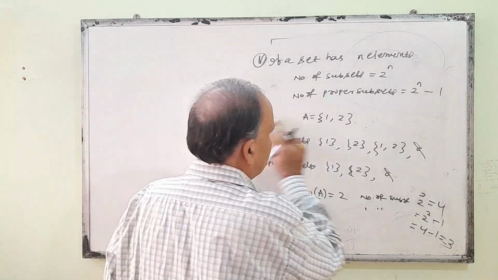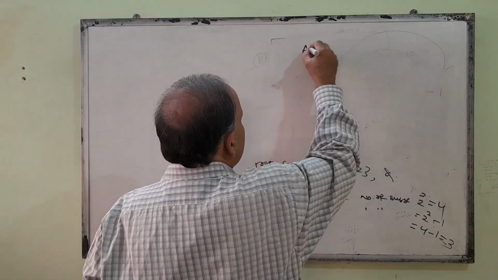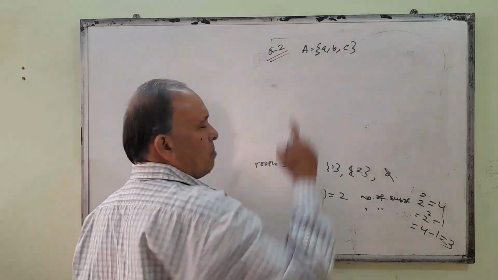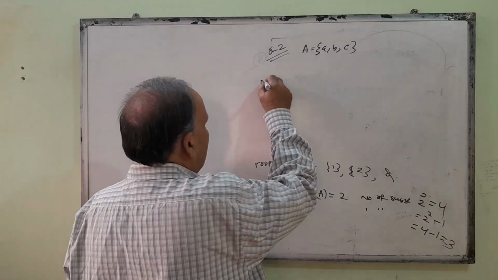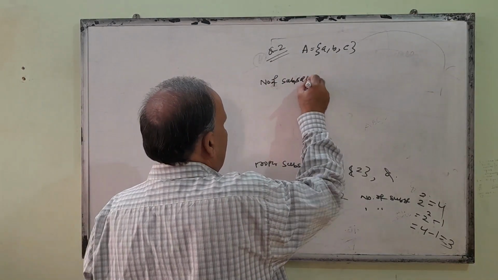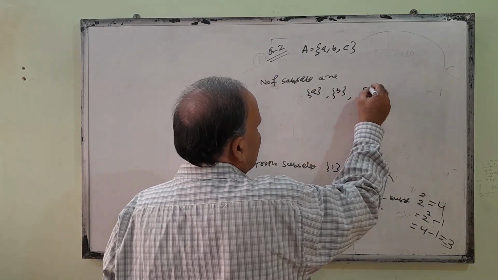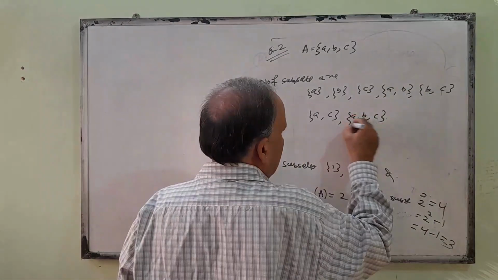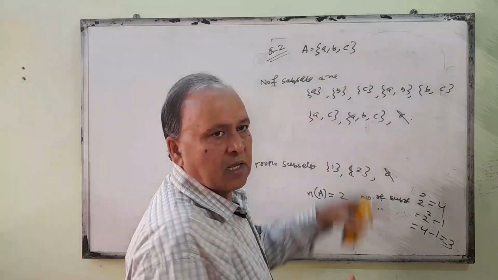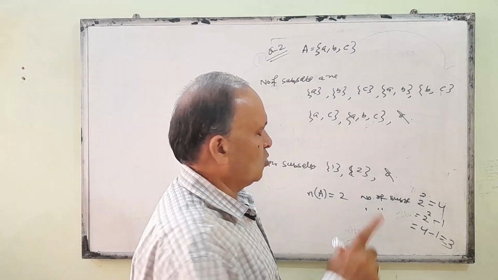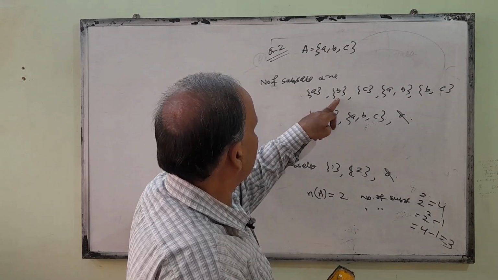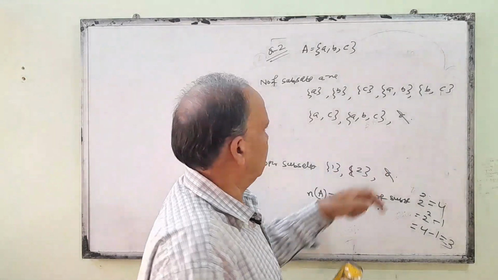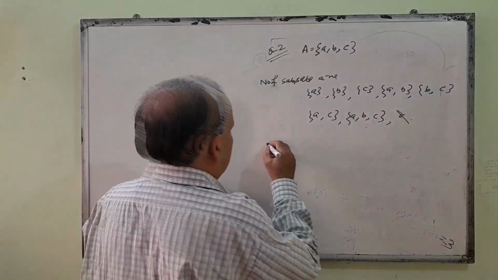Again I am giving you another example for this case. Suppose A is equal to {a, b, c}. Question number 2. Find the number of subsets. The subsets are {a}, {b}, {c}, {a, b}, {b, c}, {a, c}, {a, b, c} and the empty set. You see it has 3 elements. The number of subsets is 2 to the power 3, which means 8. These are 8.